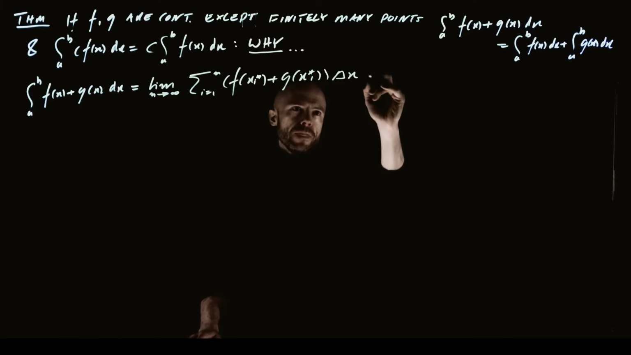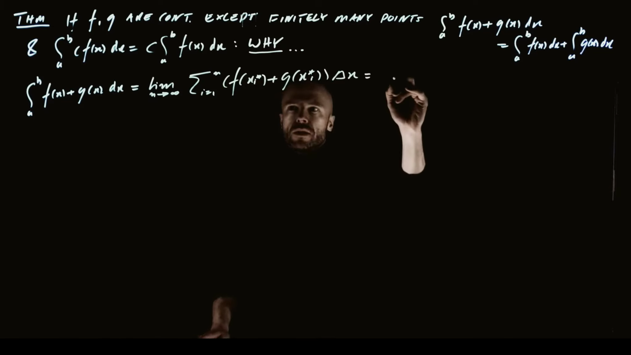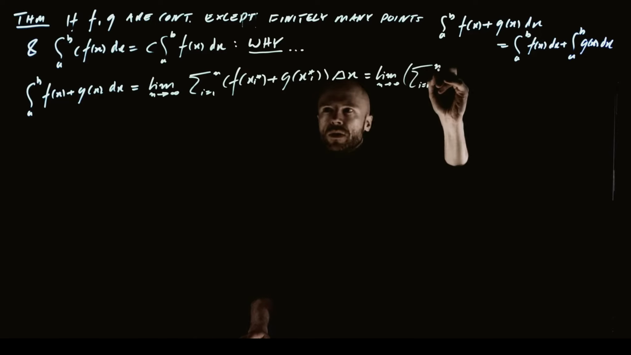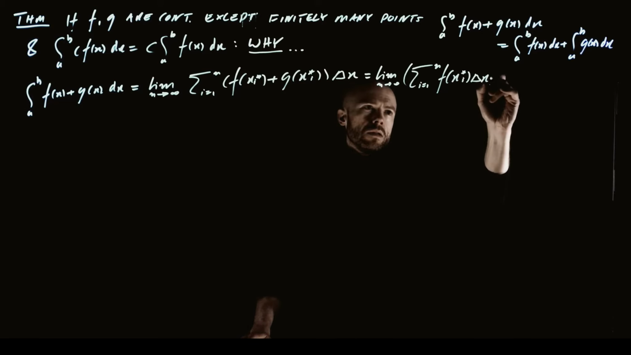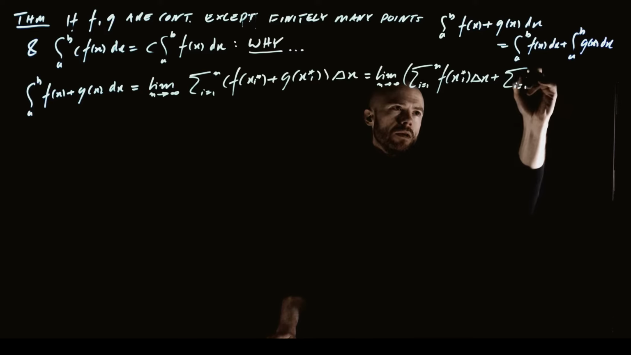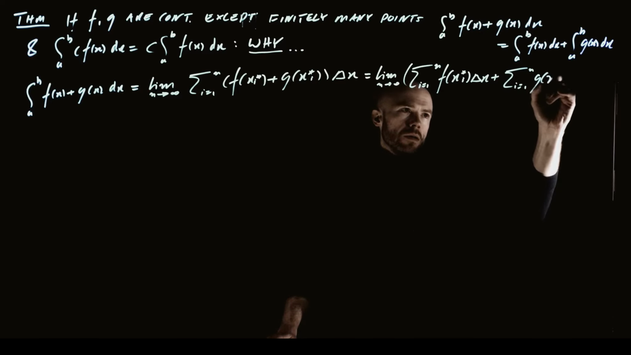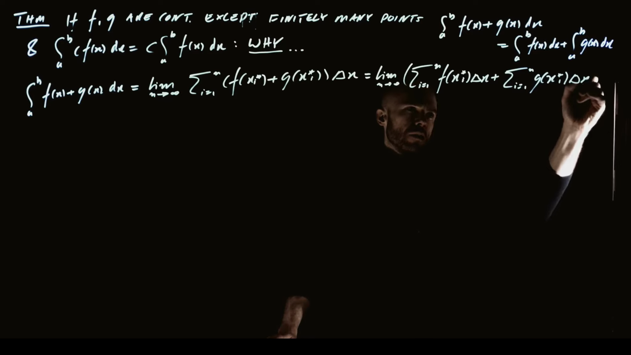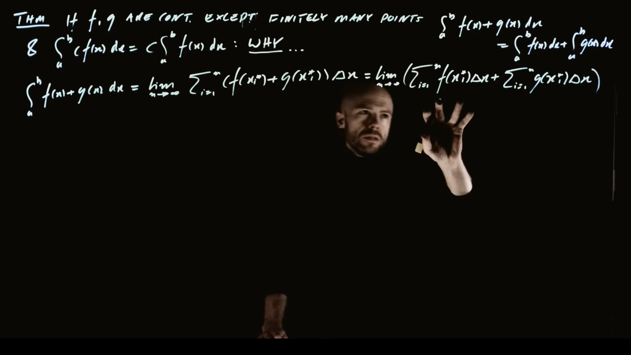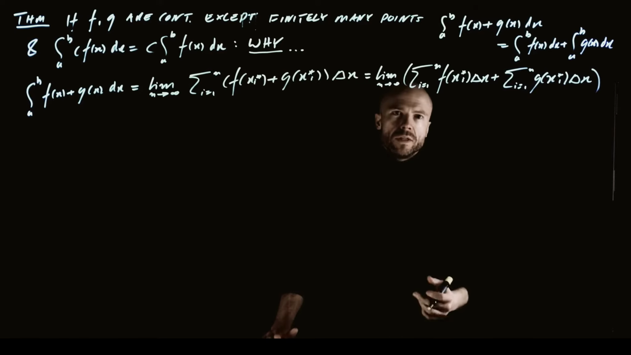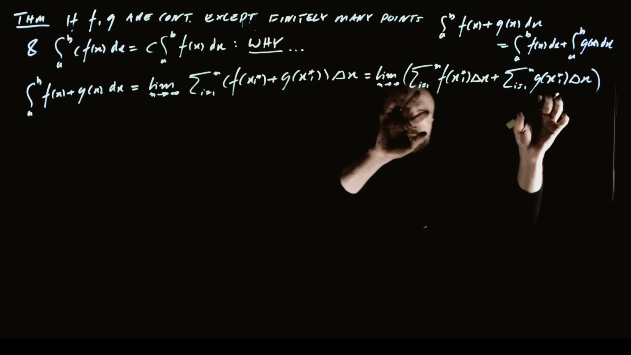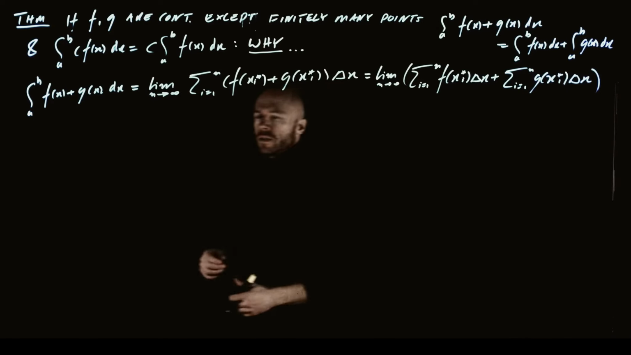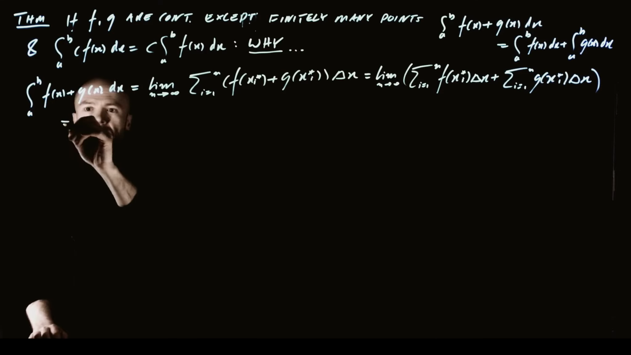And then we can break that up, and that is the limit as n goes to infinity of the sum i equals 1 up to n f of x_i star delta x plus the sum i equals 1 up to n g of x_i star delta x. Cool. And then both of those have their limit individually existing because these are functions that are continuous except for finitely many points. So this is the limit of a sum where both individual sums exist as the limit. So we can break this up as the limit of the one plus the limit of the other.